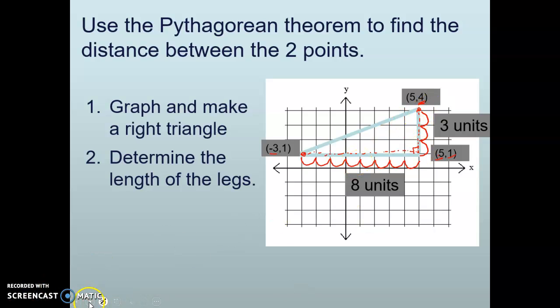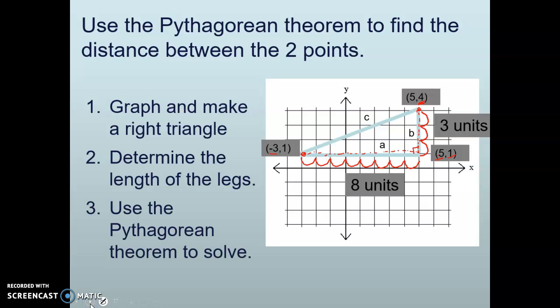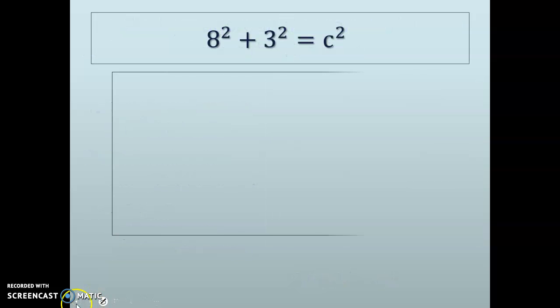Now we know the length of the legs, we can use the Pythagorean theorem to find the length of the hypotenuse. A squared plus b squared equals c squared, or 8 squared plus 3 squared equals c squared. Solve that on your own. Come back and check your work to see if you got it right.